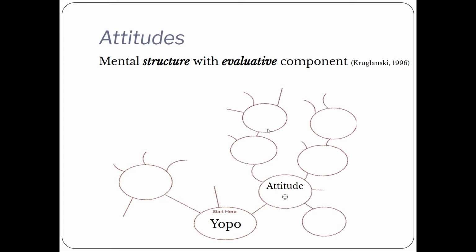For example, if I have an attitude about Yopo, I would have a mental representation of Yopo that is connected with another mental representation that indicates my attitude toward Yopo, which is liking. I especially enjoy going to Yopo. So attitude is just another mental representation. So it's very similar to other cognitive structures that we have talked about before.